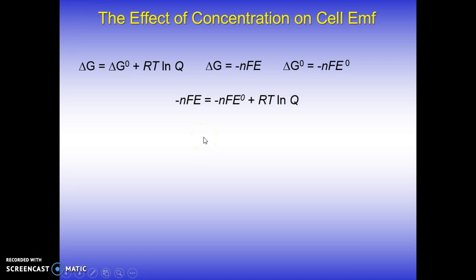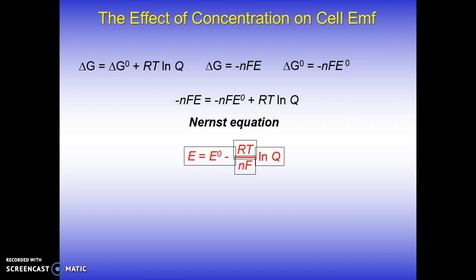So we're going to substitute this for that, this for that, in order to figure out how concentration is going to affect things. This is referred to as the Nernst equation.